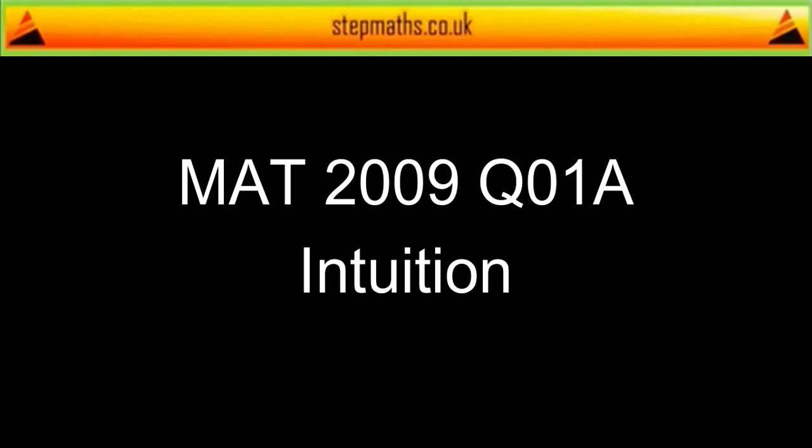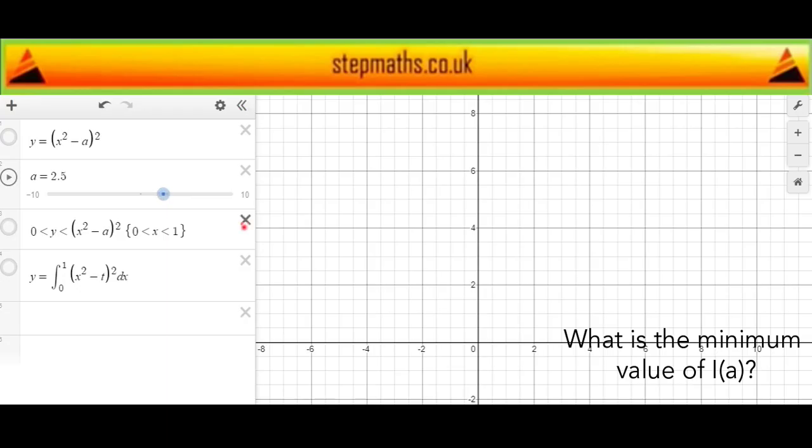This is the intuition video for question 1A of the 2009 MAT paper. In this question, we're given I(a), which is an integral of (x squared minus a squared) squared from 0 to 1, and considered as a function of a, and we're asked to deduce what is the minimum value of I(a) as a varies over the real numbers.